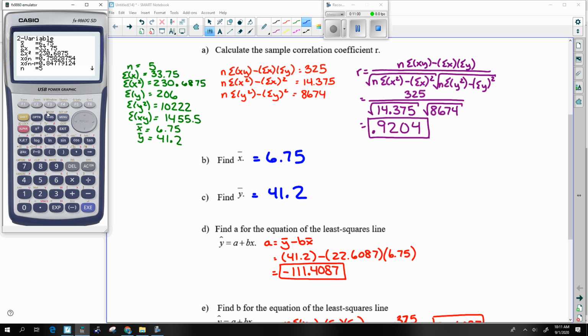It, in essence, gives you the Christmas tree. So it tells you what N is. N is 5. It gives you the sum of X. It gives you the sum of X squared. If you arrow down, it gives you Y. It gives you Y squared. If you go back to the top, it gives you X bar. You go back kind of towards the bottom, it gives you Y bar right there. So it has all of the stuff. That's the entire Christmas tree right there.